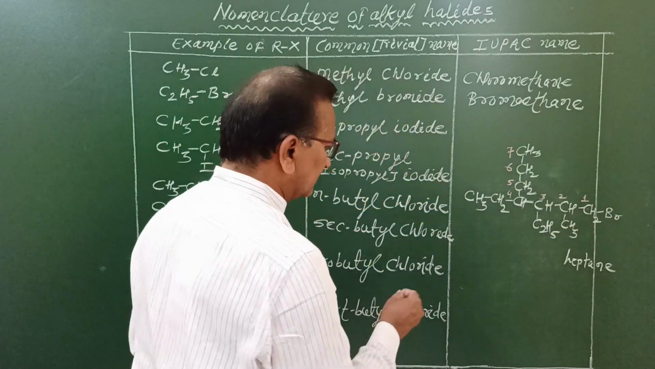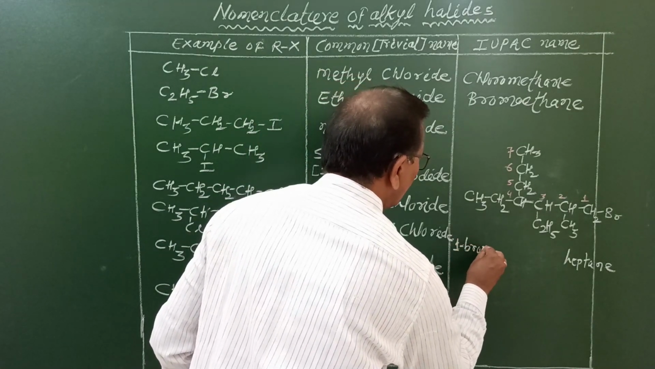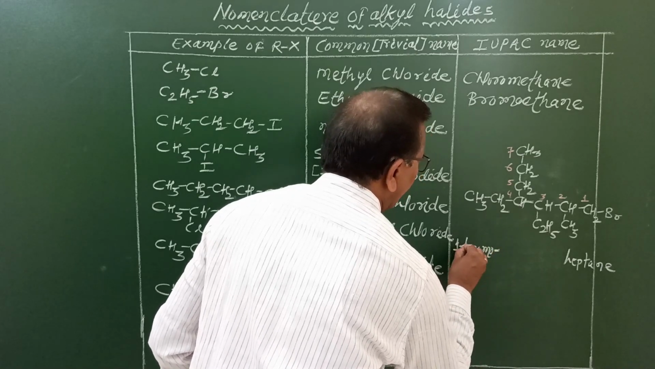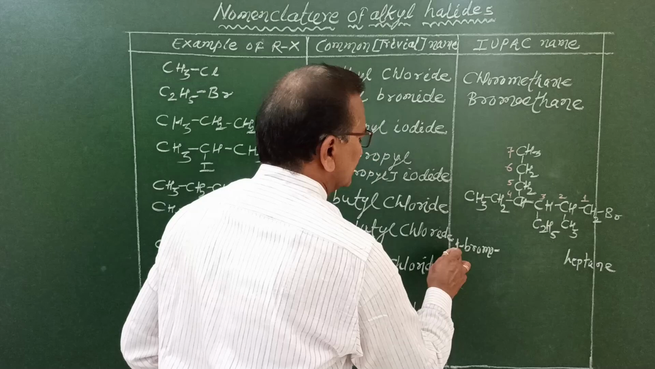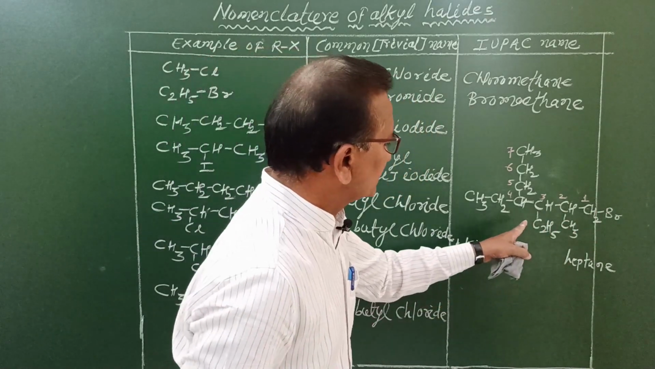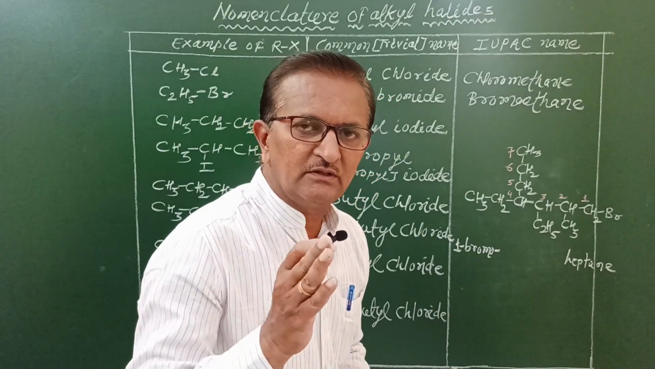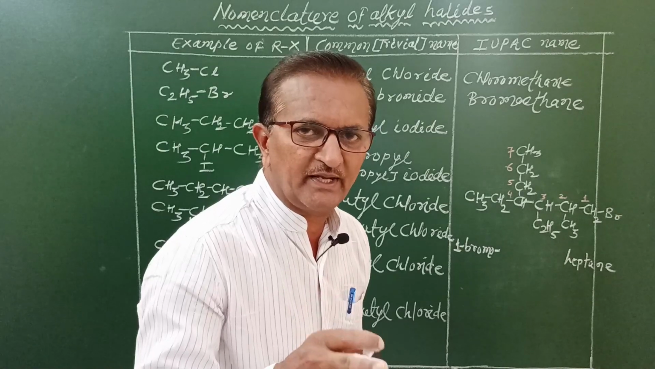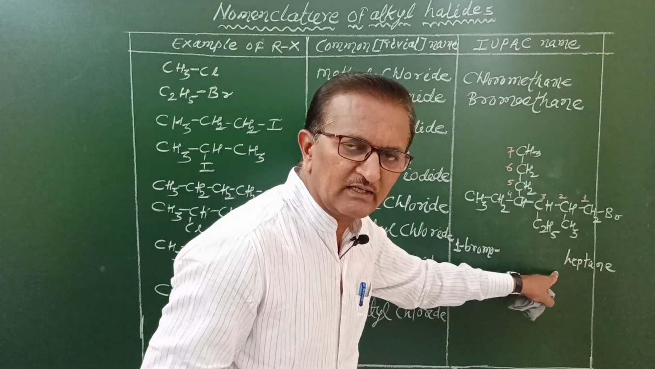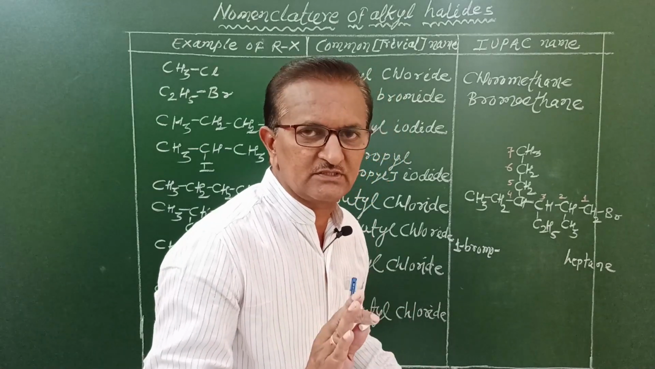Therefore, we have to write like this: 1-bromo, 1 followed by a hyphen, or we can say dash. This 1 is the position of the bromine atom. 1-bromo. Now let us say the next rule: introduce the name or names of the branch or branches in this parent alkane along with their positions.